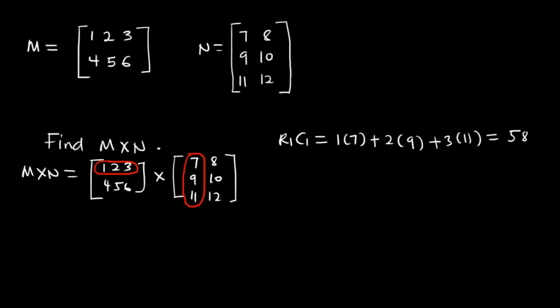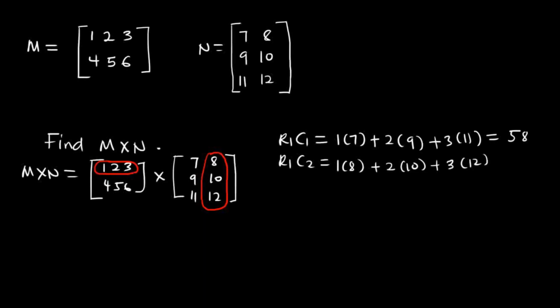And then from here, we are going to pick the second column of matrix N. So we are going to pick the second column, which is this column here. So now we're going to have row 1, column 2. So let's perform the dot product. So I will have 1 multiplying 8 plus 2 multiplying 10 plus 3 multiplying 12. So this will give me a value of 64.